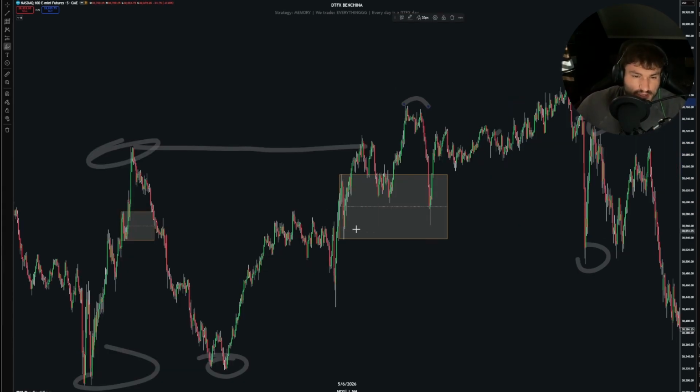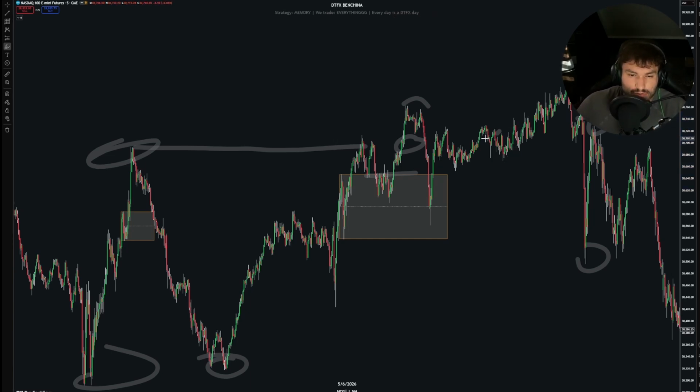Now, here's where 95% of the traders go wrong. After that flip, they chase. They FOMO in right here. And they get stopped out when price retraces. And price goes to their target without them. You know this feeling. I know the feeling. I lived it for years.